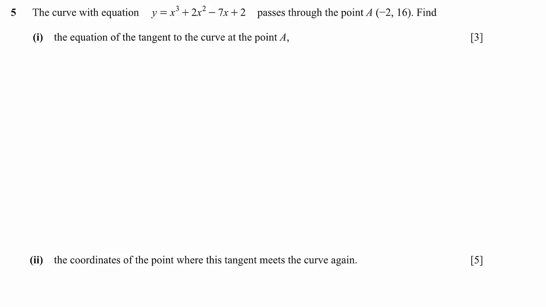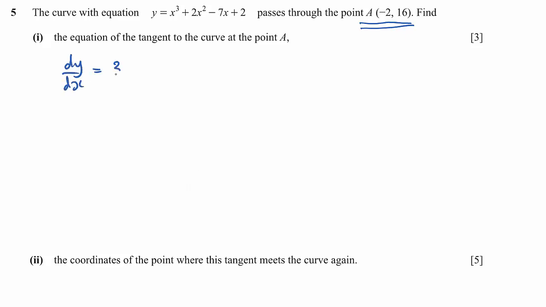The curve with the equation y equals x cubed plus 2x squared minus 7x plus 2 passes through the point A, negative 2, 16. We want to find the equation of the tangent to the curve at the point A. So we've already got the coordinates of A. What we need is the gradient, and so we need the gradient function. So we're going to differentiate.